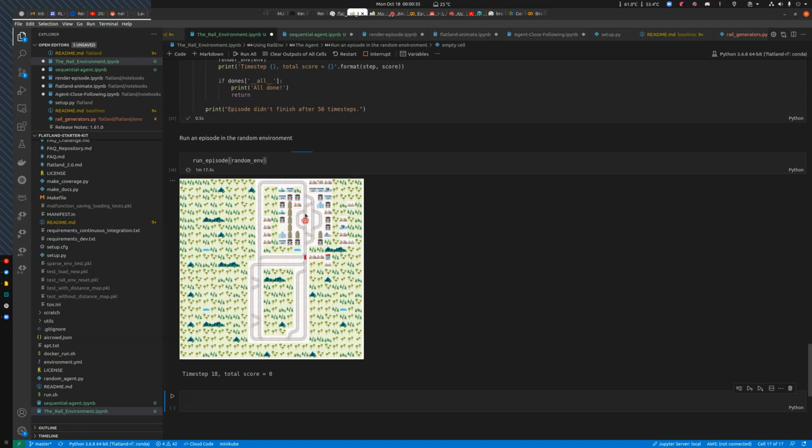But since our policy is random, at each time step our agent can take any action: left, right, or stop. So yeah, I'm not sure. It has taken a right here. So you can see, it won't be reaching. It has taken a left here. It should take a straight. Yeah. It has taken a left here. Then again.